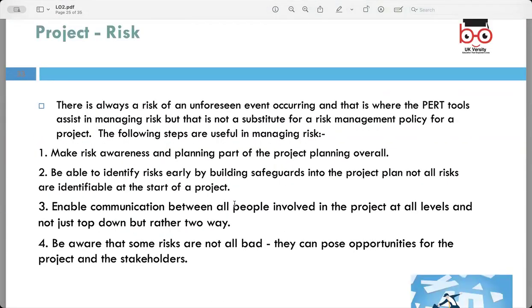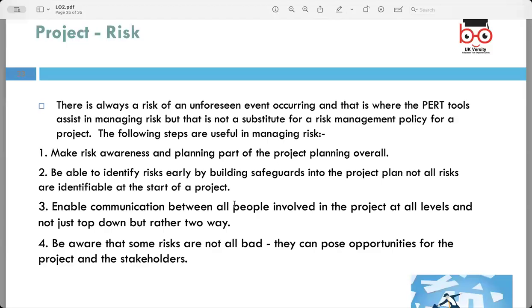Risk. Finally, we will talk about risk. Every project carries some level of risk, whether it is unexpected delays, resource issues, or new developments that affect your original plan. So that's why having a risk management strategy is essential. While tools like PERT, program evaluation and review technique, help, they can't replace a complete plan for how you will identify and handle risks. So, how can you manage risk well?